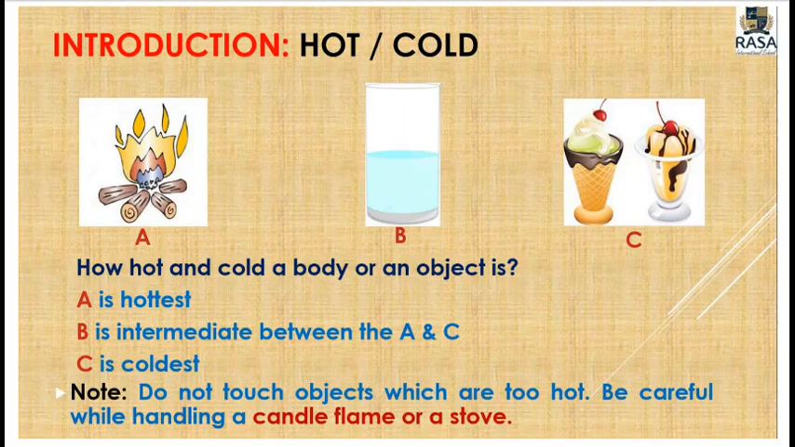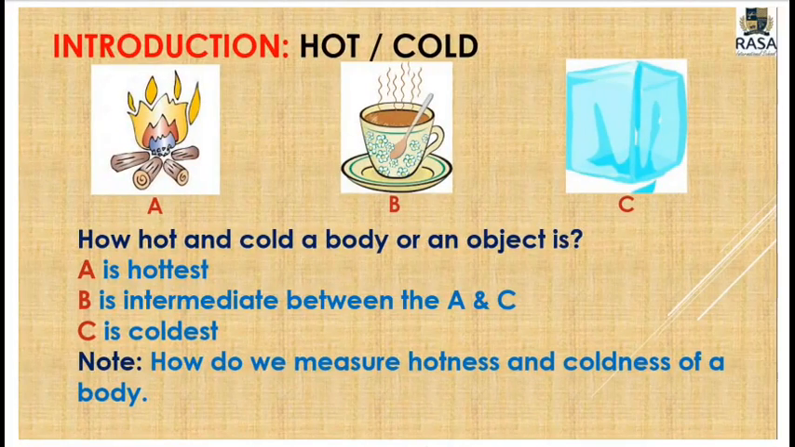So we can discuss another example also. Here we have A, B, C, three articles with us. A is fire, B is a cup of tea and C is an ice cube. So how hot and cold a body or an object is: A is again the hottest, C is the coldest, and B is the intermediate between A and C. In our last activity, we have seen that the glass of water is intermediate between the fire and the ice cream.